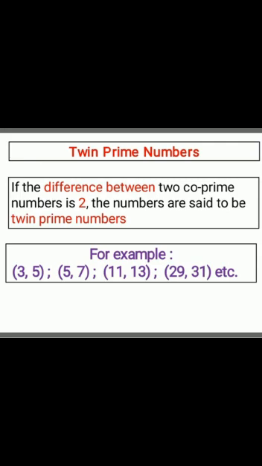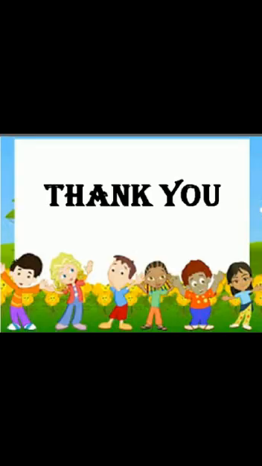Whereas in co-prime numbers, you have to see that they have only 1 as a common factor. Here in twin prime numbers, you are going to see that the difference between the co-prime numbers should be 2. So when you find that the difference between two co-prime numbers is 2, then we can say that they are twin prime numbers. Hope children you have understood what are prime numbers, co-prime numbers and twin prime numbers.